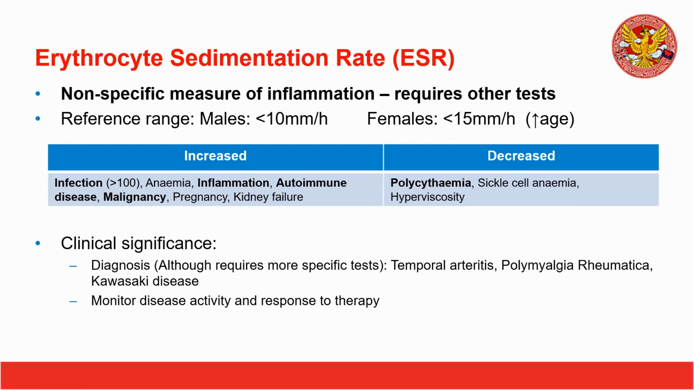Although not necessarily the gold standard test, it is part of a diagnostic criteria as well to have a very high ESR in certain autoimmune conditions like temporal arteritis, polymyalgia rheumatica, and Kawasaki disease. So if you do see a prolonged, sustained ESR for over a period of a couple of weeks, months, then you might be concerned about these inflammatory conditions, which then requires you to look into more specific tests.